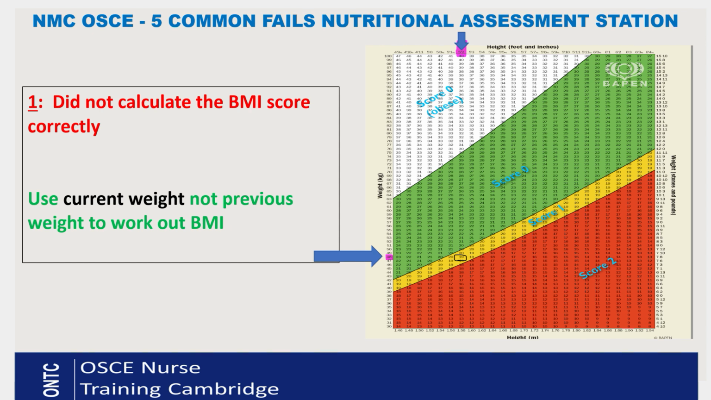As you can see, I have done it on the screen for you. The current weight is 48 kilos, the patient is 5'2" tall, and you can see the BMI is 19, but the score is in the yellow area, so that's 1. So the BMI score is 1, even though the BMI is 19. Your chart is telling you that. So that's how you do the BMI. Make sure you use the current weight, not the previous weight from the scenario. That's a very common mistake.